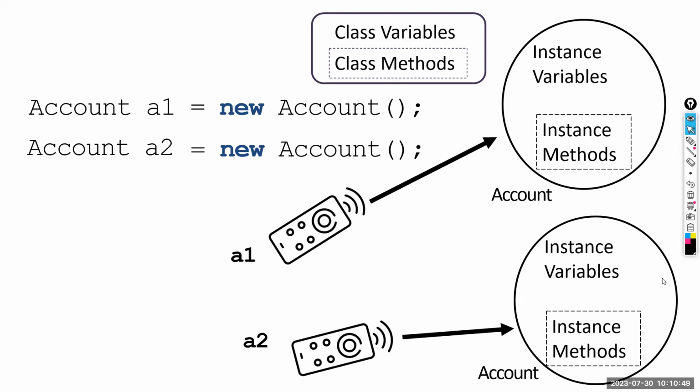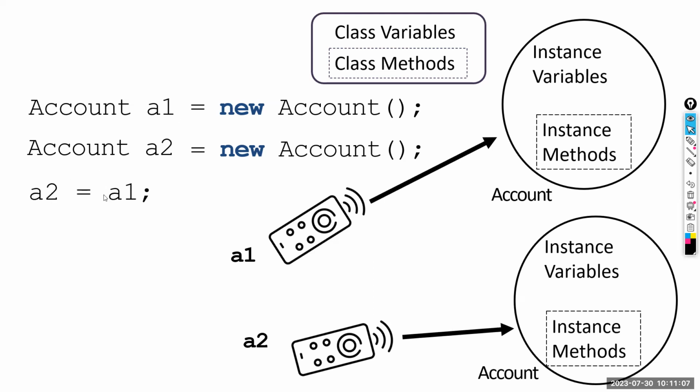Any questions here? So every time you create object, separate memory is allocated for instance variables. But class variables, they are shared.